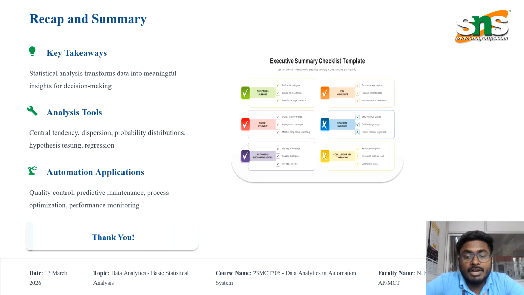In automation and manufacturing, these tools directly support statistical process control, quality improvement, predictive maintenance, and process optimization. Master the basics, so the more advanced machine learning topics later in this course are much easier to understand. So that brings us to the end.